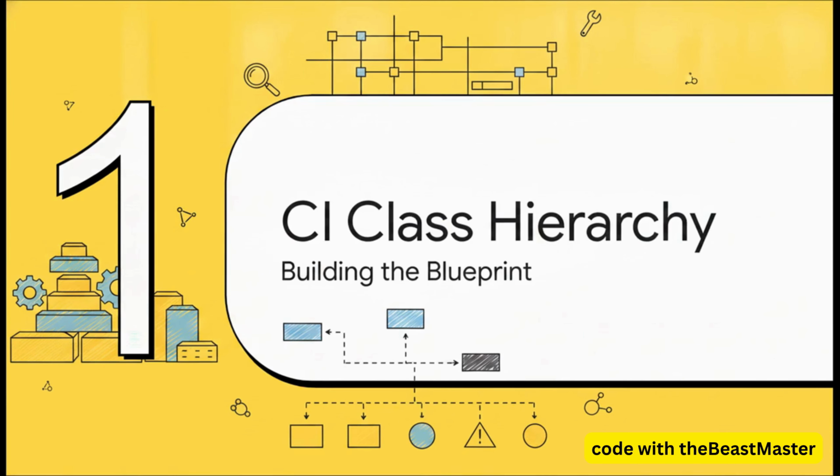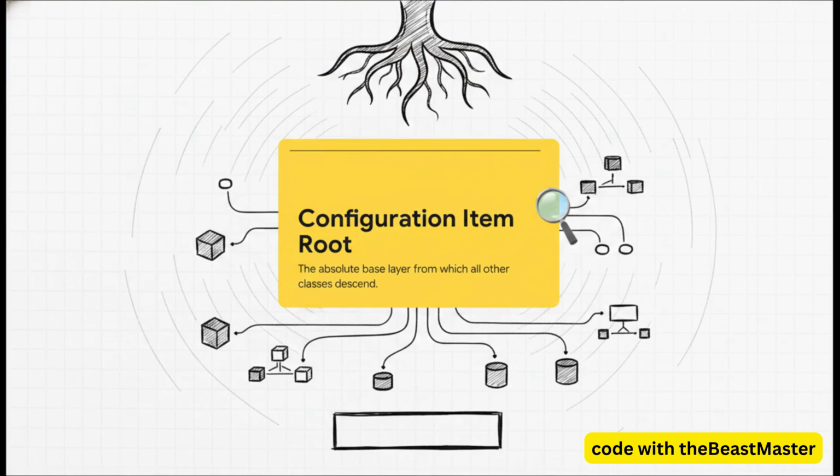So starting off with section 1, the CI class hierarchy, or as I like to call it, building the blueprint, it's absolutely crucial to understand that every single CMDB organizes configuration items, or CIs, into a very strict hierarchy. To really anchor this concept, let's start at the very top of the tree with the configuration item root. This is the absolute base layer of the CMDB taxonomy. Every single other class we are going to talk about today descends directly from this one point.